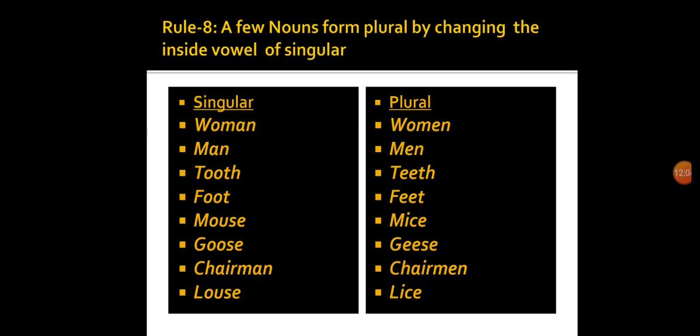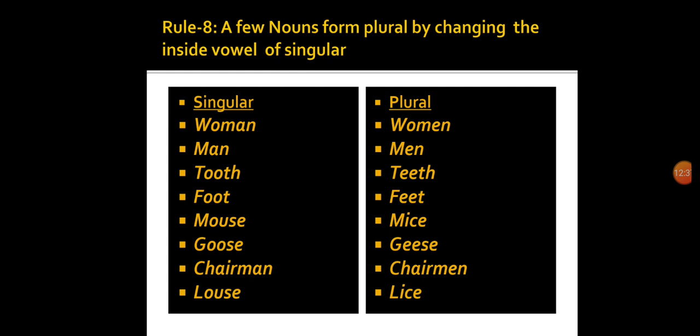Now I come to rule 8. A few nouns form plural by changing the inside vowel of singular. See some examples. Here is a word woman. It is singular. And when you have to form its plural, we have to remove a and insert e. Now it becomes women. So the singular is woman and the plural is women. Similarly, man is singular, men is plural.